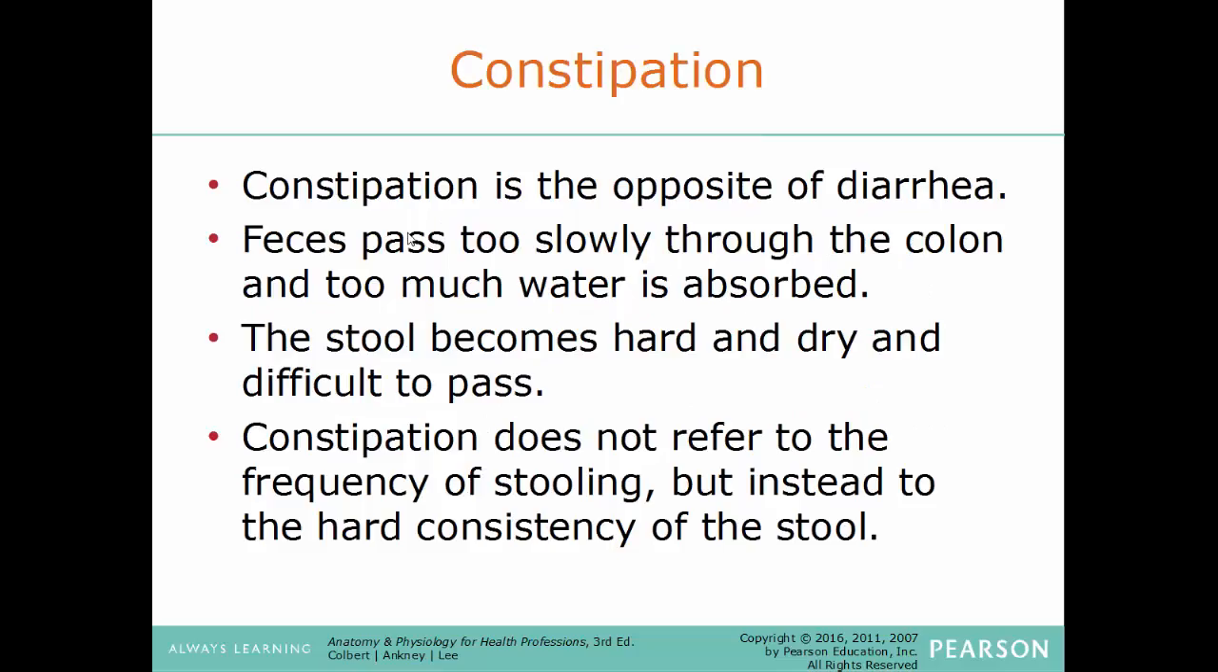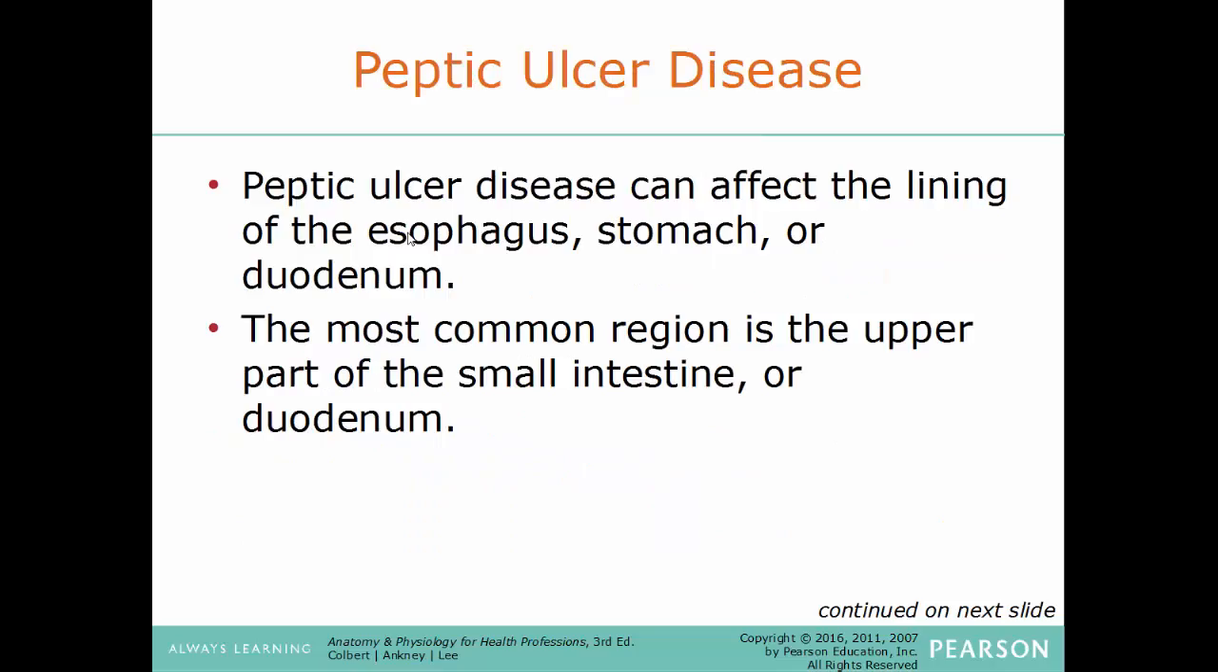It's the opposite of that, constipation. This is when feces will move too slowly through the colon, and then you get too much water taken out. So the stool will become very hard and very compact and very dry, and often very difficult to pass. Now, constipation doesn't refer to the frequency of how often you stool, but instead to the hard consistency of the stool. The peptic ulcer disease.